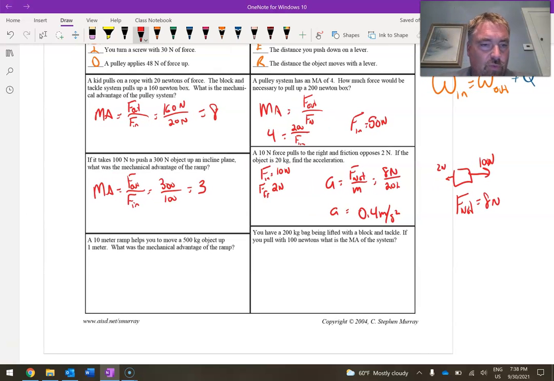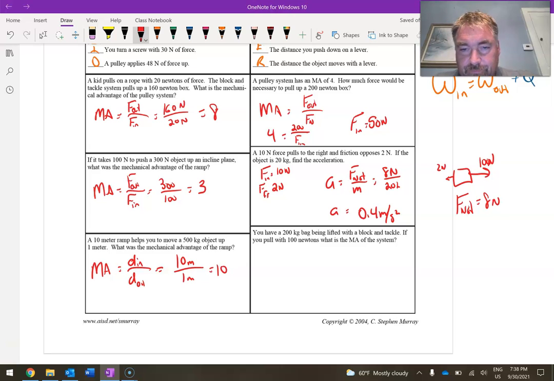Here we've got a 10-meter ramp helping move a 500 kilogram object up 1 meter. What's the mechanical advantage of the ramp? Okay, so in this case, we're going to use the other mechanical advantage, where we go distance in over distance out. We're using a 10-meter ramp, and we're only lifting it up 1 meter. So this is going to give us a mechanical advantage of 10.